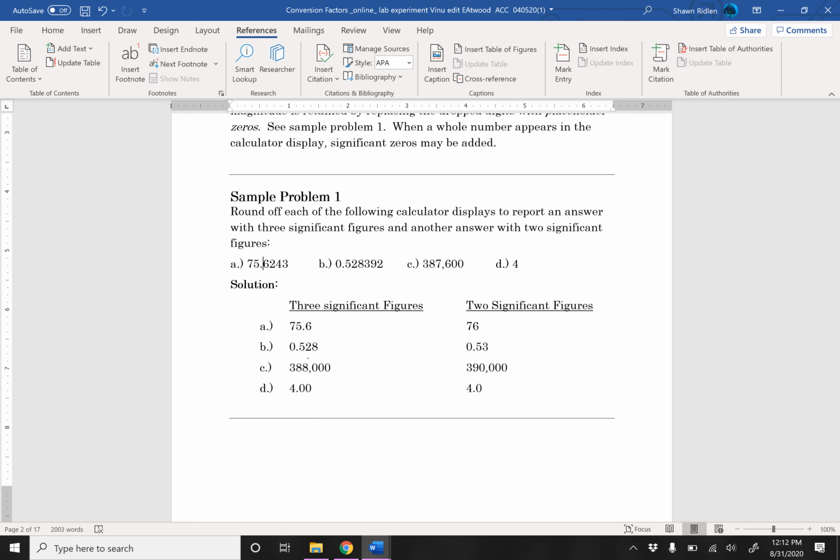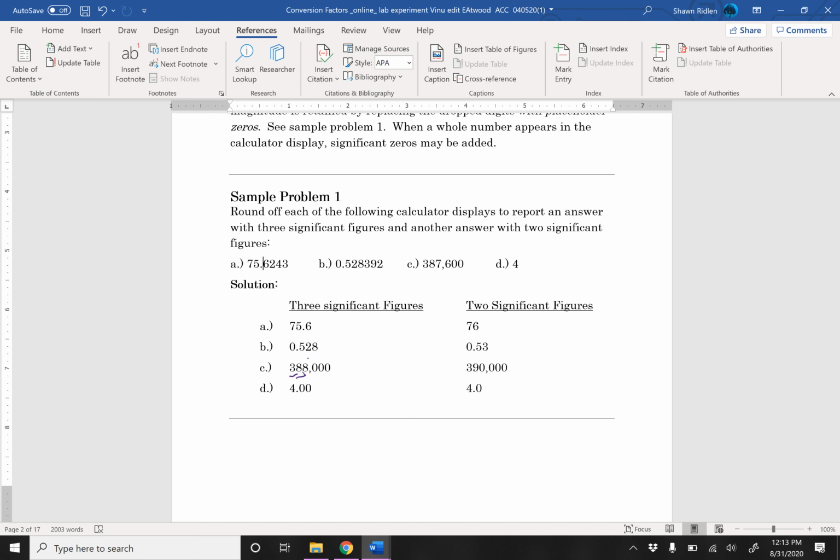The next one, so C, I have 387,600. I first want to round to 3 sig figs. I know the 3, the 8, and the 7 are all significant, so the 7 is where I'll be stopping. The 6 tells me to round it up. So my 3 significant digits become 3, 8, and 8.